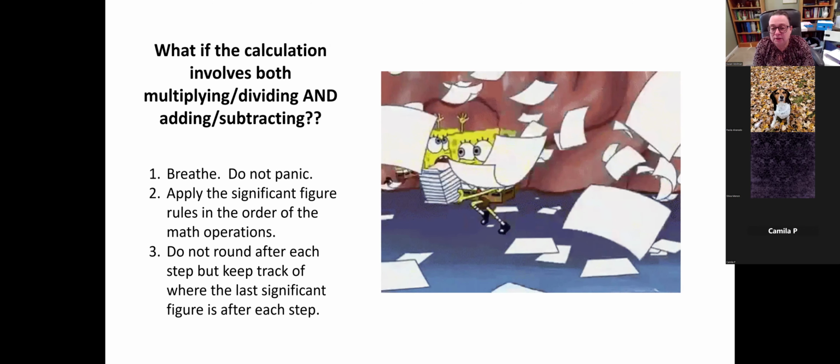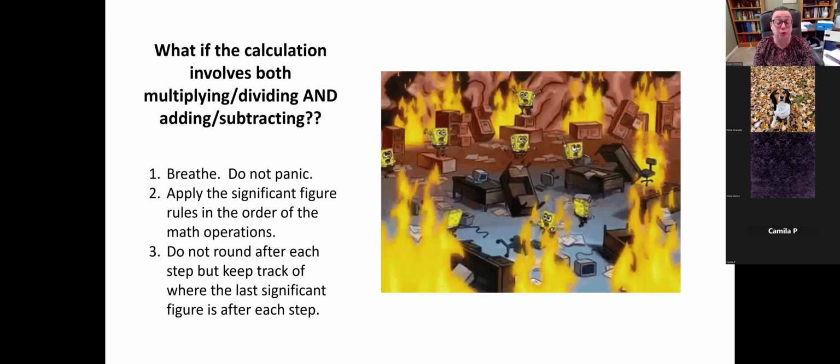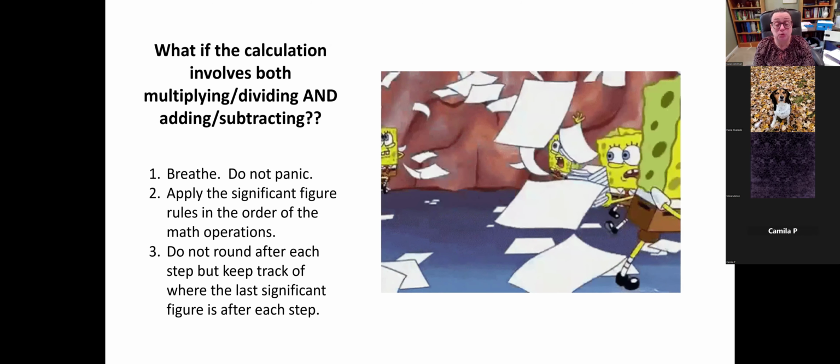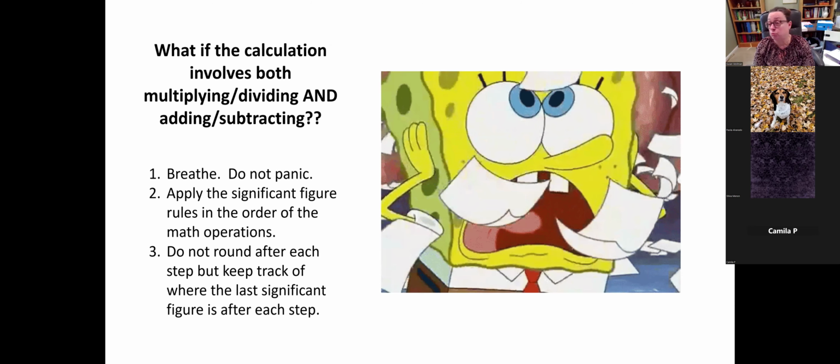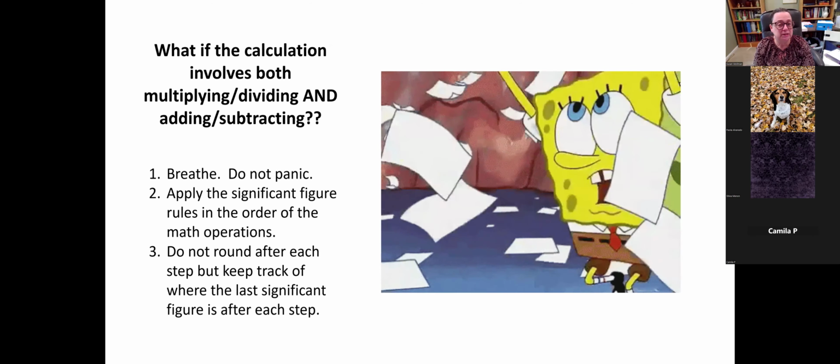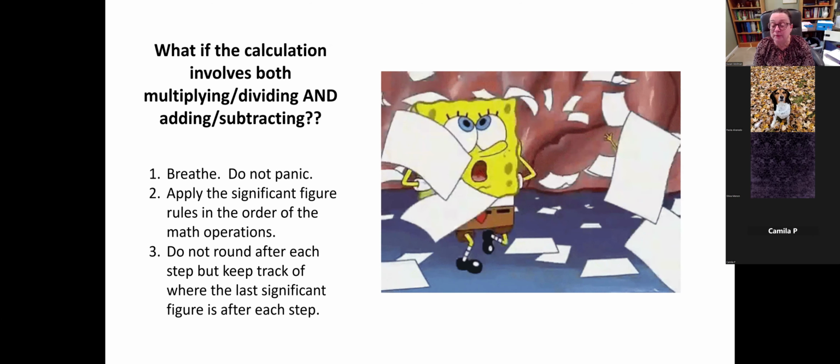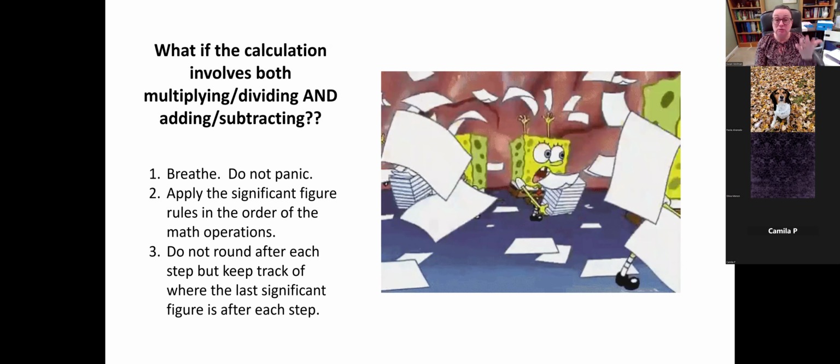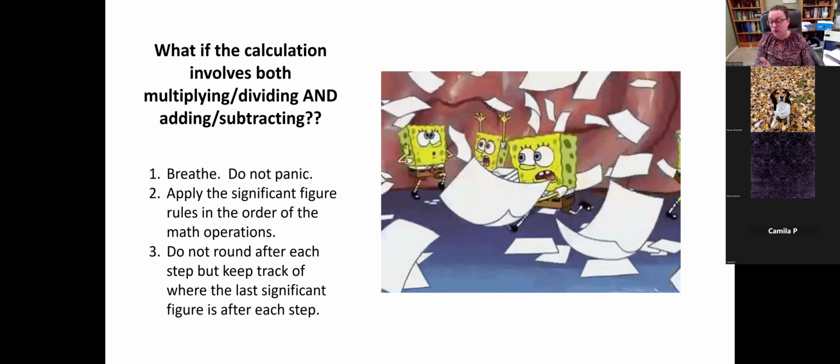What if our calculation has both kinds of math in it? What if we're dividing and subtracting in the same problem? Holy cow, what are we going to do? Which rule is more important? What are we going to do?